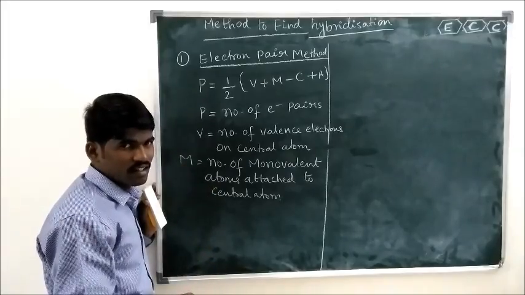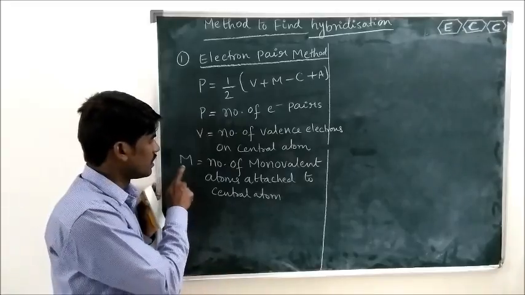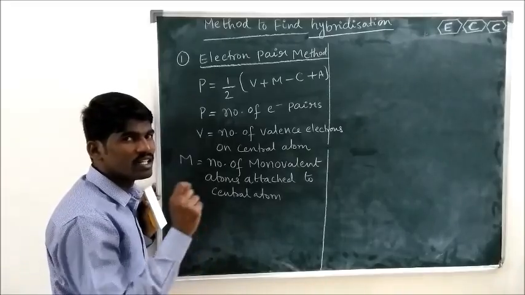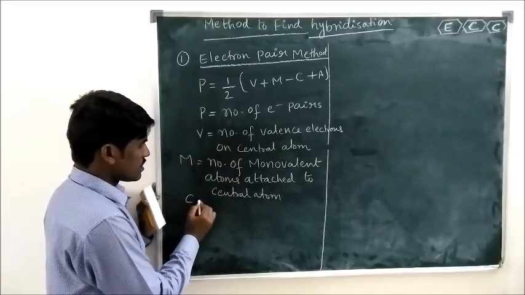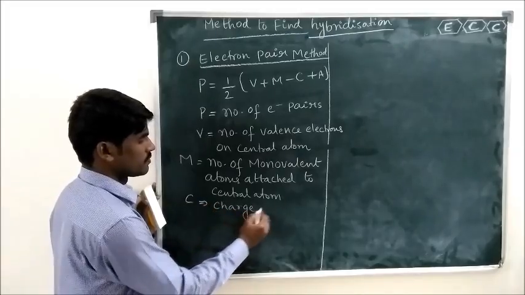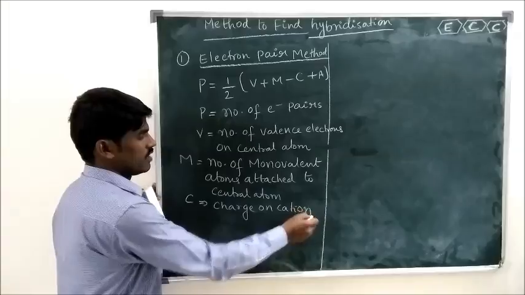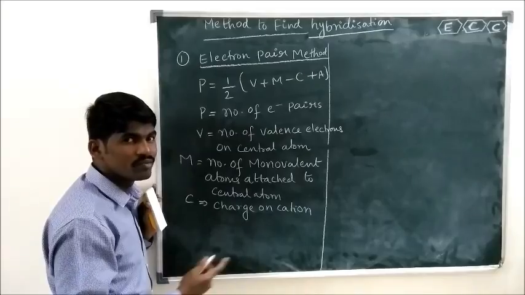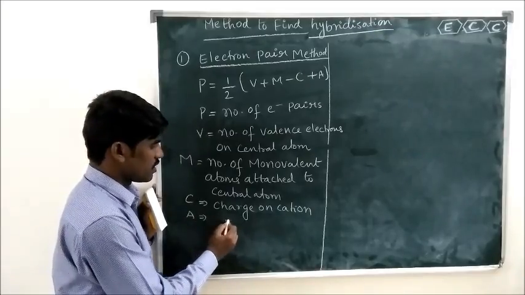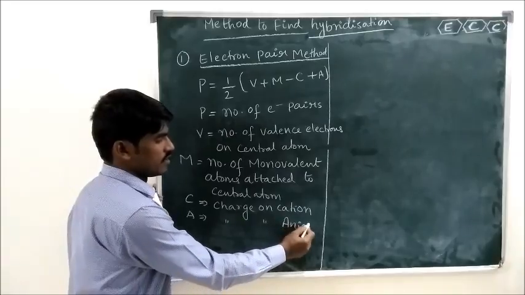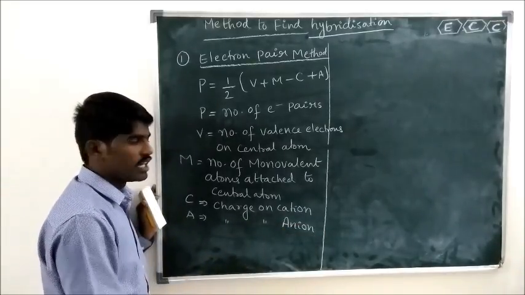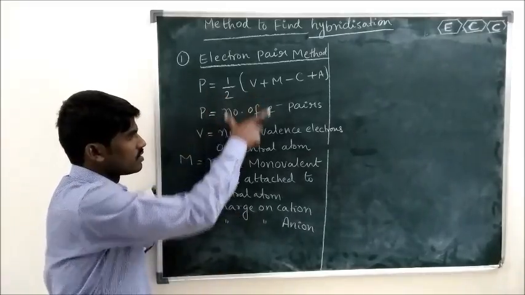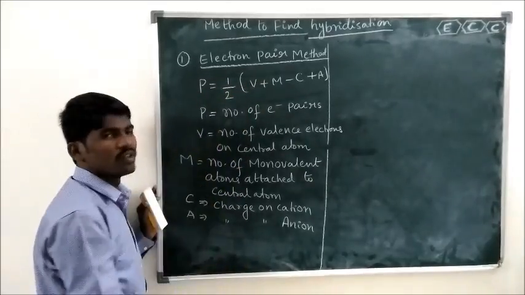If divalent atoms are there, like oxygen, in such cases M can be taken as 0. Only if monovalent atoms are there do we need to consider M. C stands for charge on cation. If plus 1 is there, the C value will be equal to 1. If plus 2 is there, the C value is equal to 2. Similarly, A stands for charge on anion, like how many negative charges are there. If minus 1 is there, then the A value will be equal to 1. This is the terminology involved in this formula.